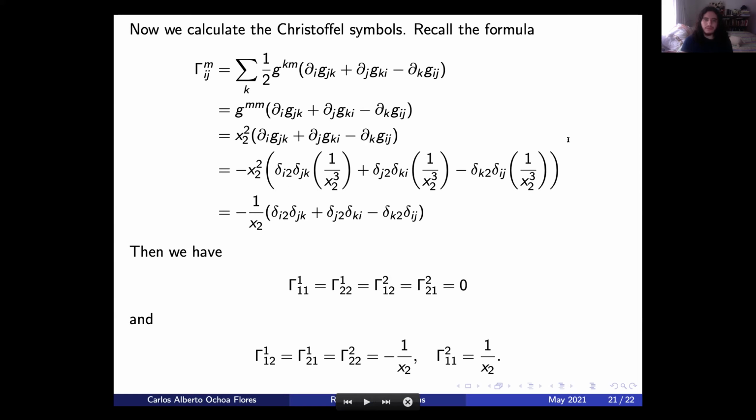Now we calculate the Christoffel symbols. We recall the formula that we proved yesterday. That is this one.